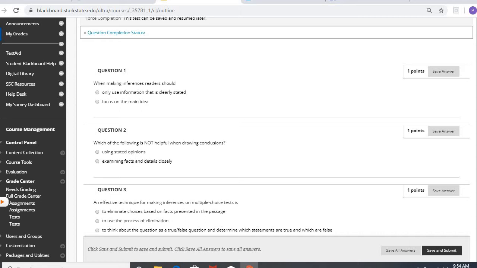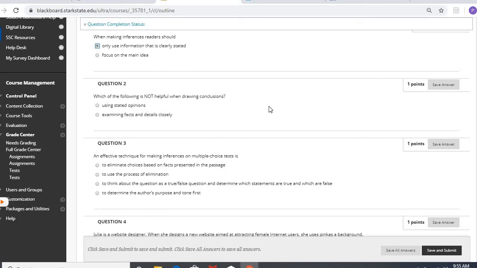All right, question number 1. When making inferences, readers should do what? While both of these things are important, the key here is to use only information that's clearly stated. Yes, we need to know what the main idea is, but that's not the main focus. We want to know what the main idea is, but we also can only use information that's clearly stated. We should not be using opinions. We should not be using other pieces of text. It has to be right there clearly stated in the piece that we're working on.